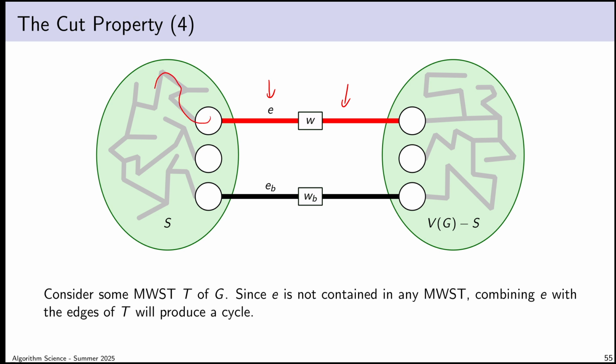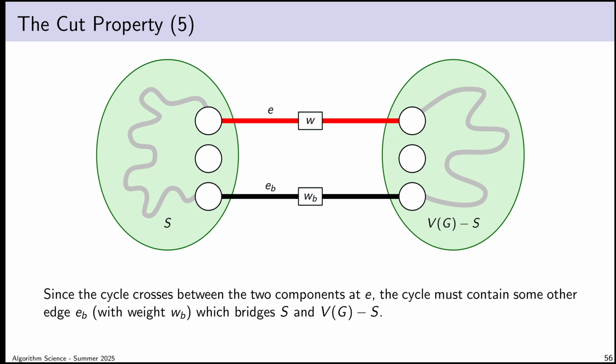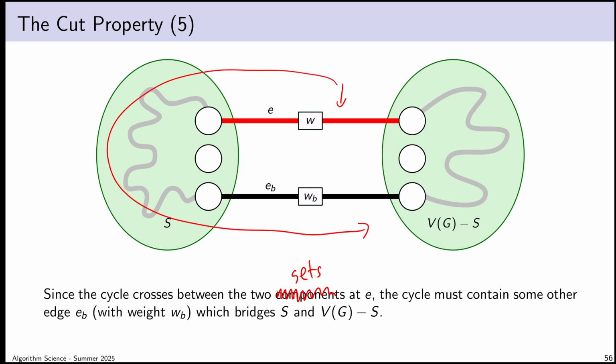There has to be some way that I can wander all the way across. Oh, wait, I should be careful about that. Since the cycle has to cross between two components, actually I shouldn't say component here. That's not really the right word. The two sets, because it's not necessarily a connected component of the graph. Because I added this edge E and created a cycle, that means that the cycle crosses this bridge. The cycle crosses over between the two halves that I've created, my set S and the other side. Because it crosses the bridge and it's a cycle, it has to cross again somewhere. That is, the cycle has to wrap back around.